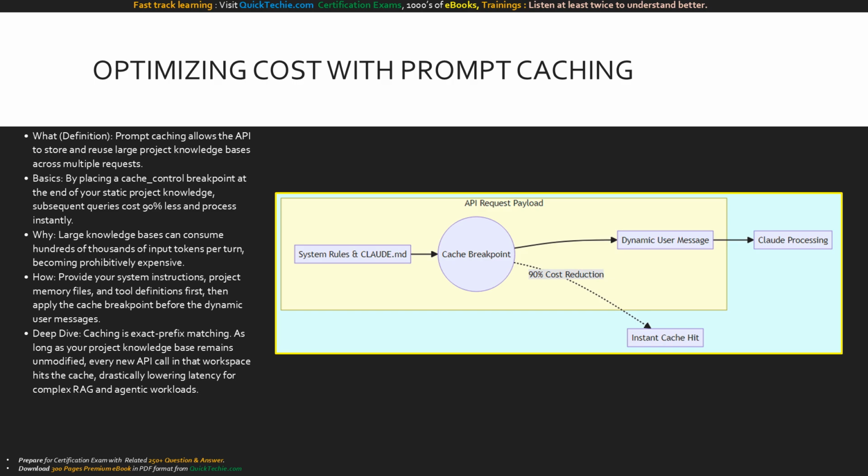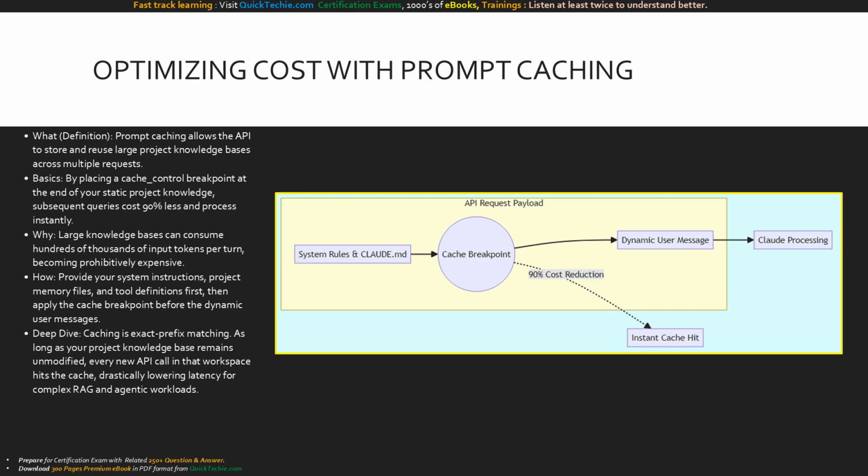How do you do it? You structure your prompt so that your massive project memory files and tool definitions sit at the very top. You place a cache breakpoint there and append the dynamic user messages below it. Our deep dive shows that caching relies on exact prefix matching. As long as your foundational knowledge base doesn't change, every single interaction hits the cache, supercharging your agentic workflows.